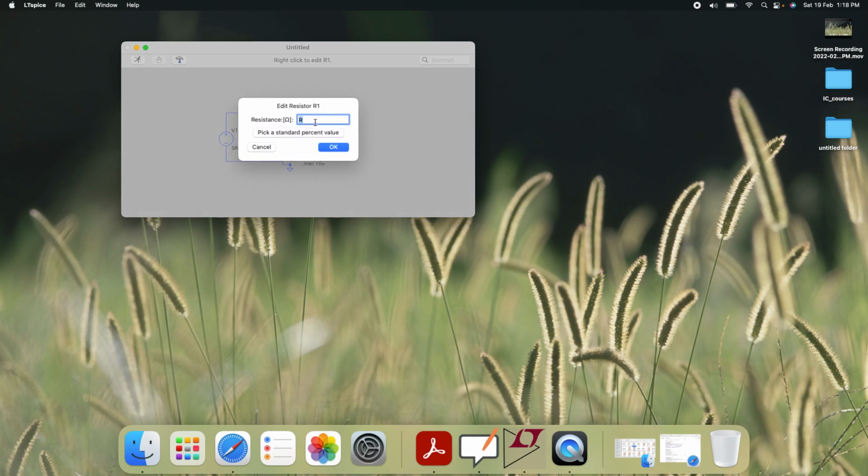Let's assume I am keeping the resistance value as 1 kilo ohm. Again, I am not going to add the capital omega at the end, because it is automatically understood by the simulator, and I am not going to write OHM. Don't do that, it will give you an error.